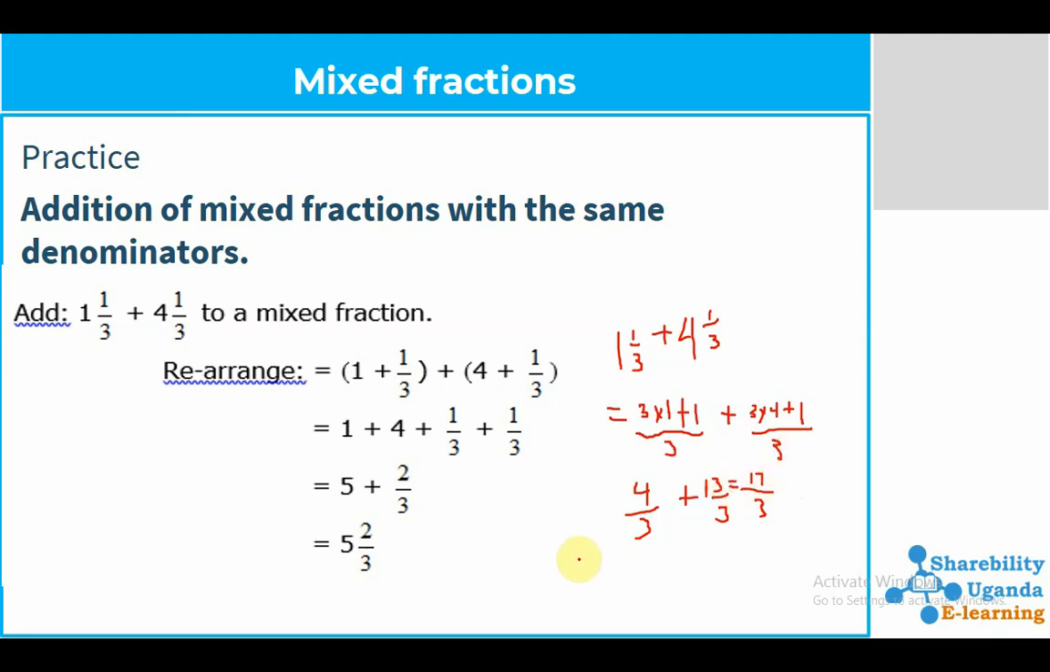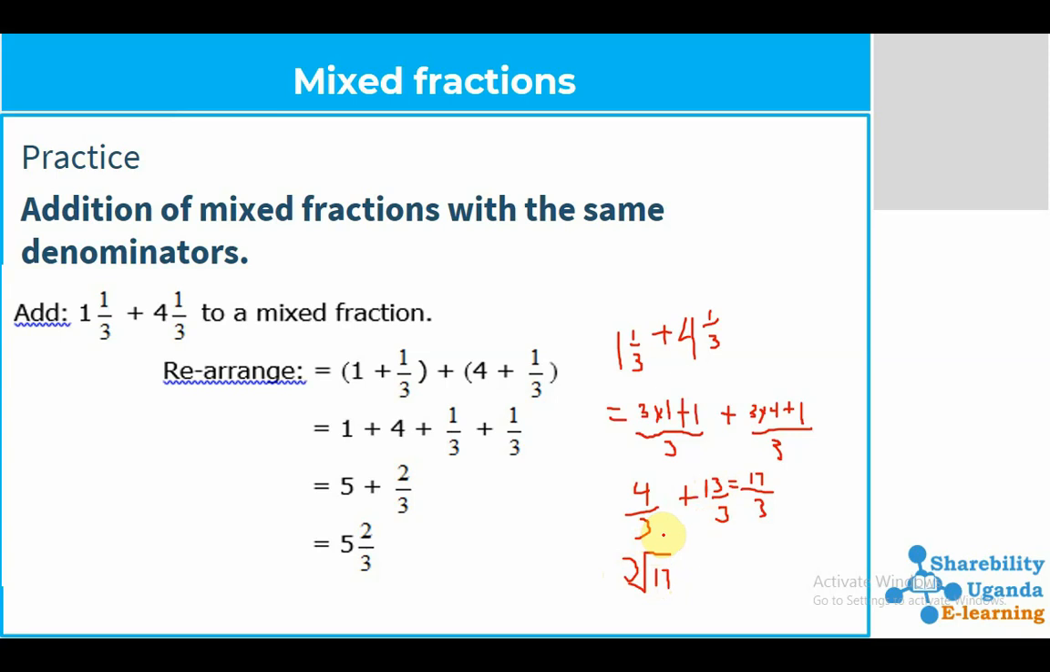Remember, we used our method of getting a mixed fraction, so we can still change that one to a mixed fraction, which is 17 divided by 3. So when you say 17 divided by 3, what is 17 divided by 3? Someone with an answer?